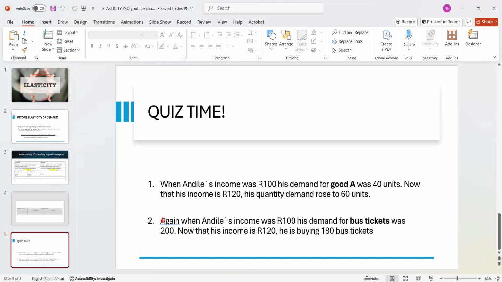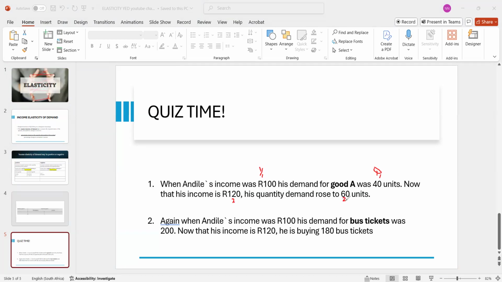They say here, when Andile's income was 100 Rand, his demand for good A was 40 units. Now that his income is 120, his quantity demanded rose to 60. So when his income was 100 Rand, this is Y1. His demand for good A was 40, so this is Q1. Now that his income is 120, this is Y2. His quantity demanded rose to 60.